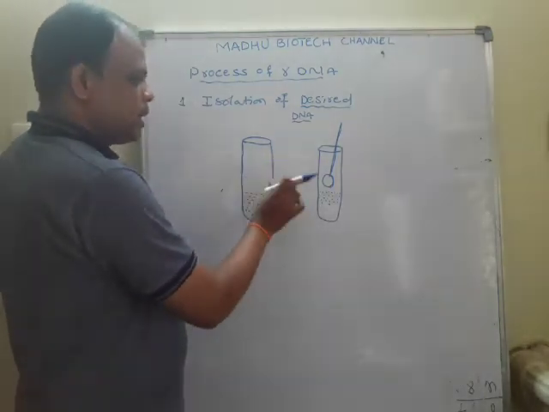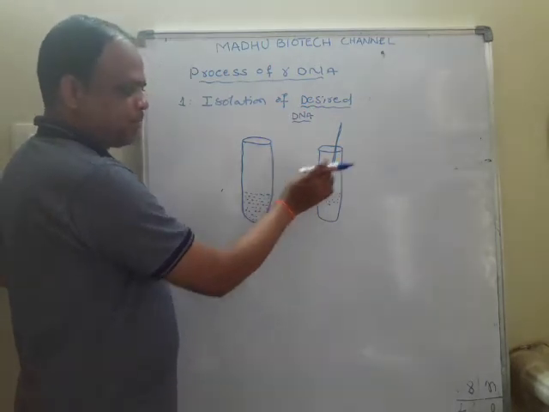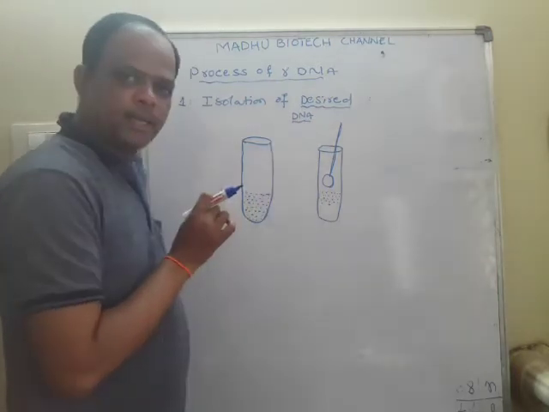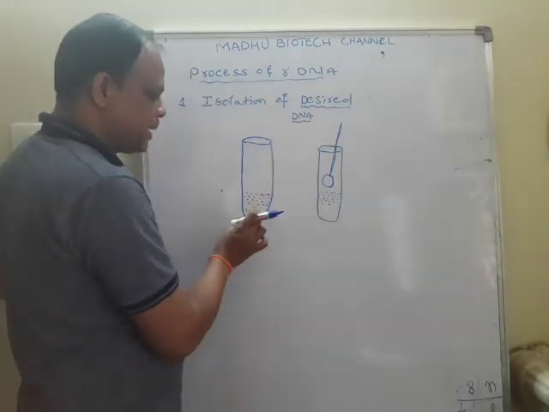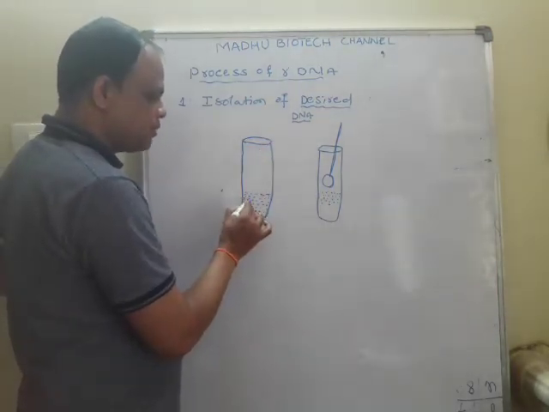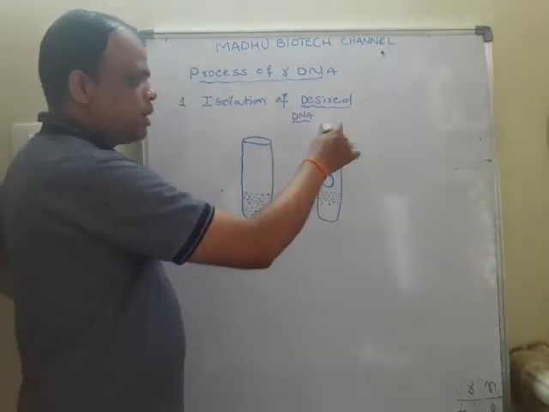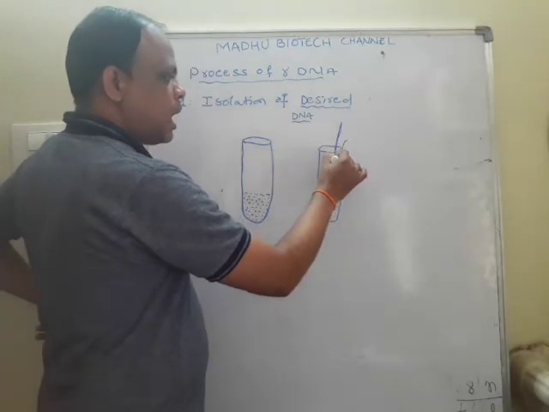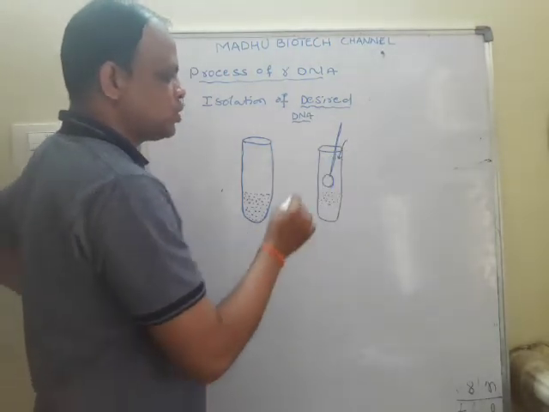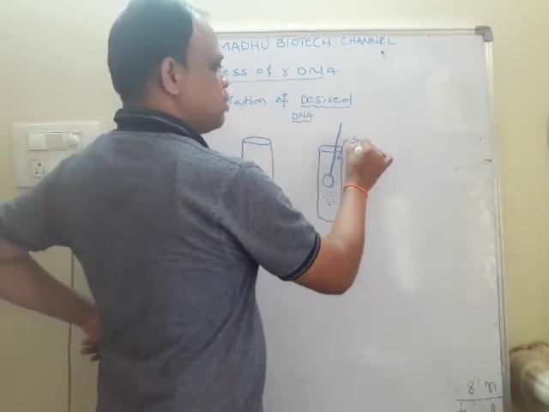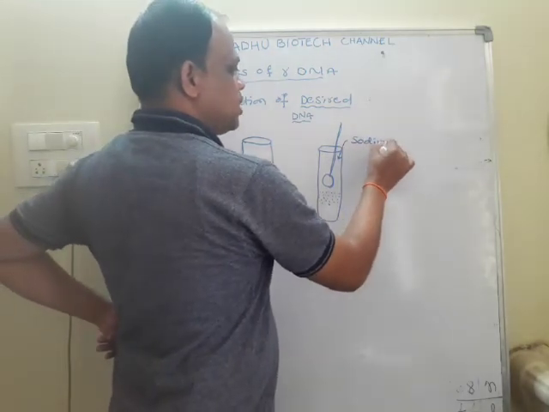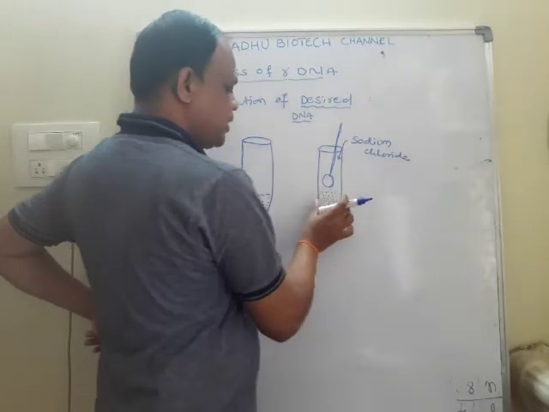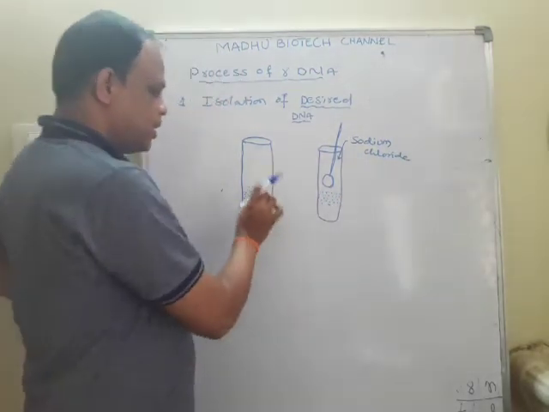The next step is extraction of purified DNA with the spooling technique. The test tube contains the precipitate of DNA fragments. To the test tube we add a high concentration salt solution, that is sodium chloride, and add it to the precipitate.